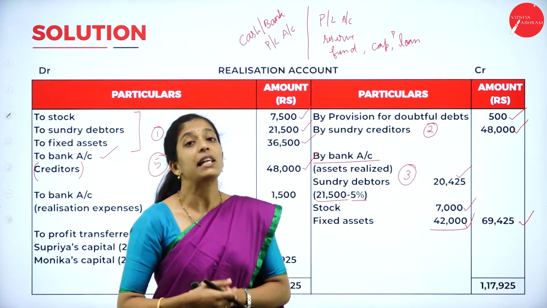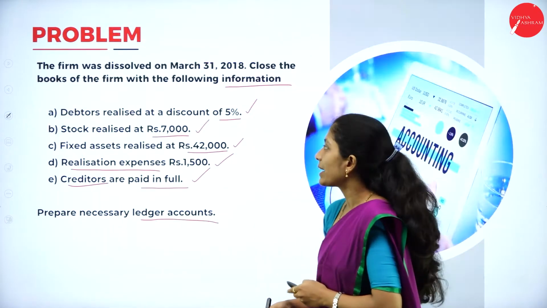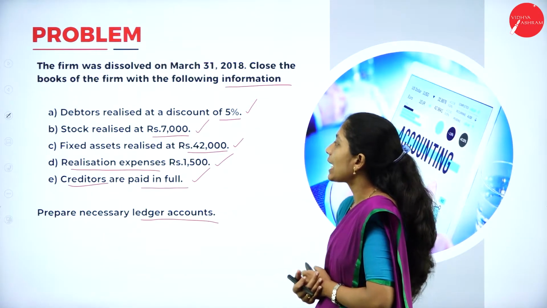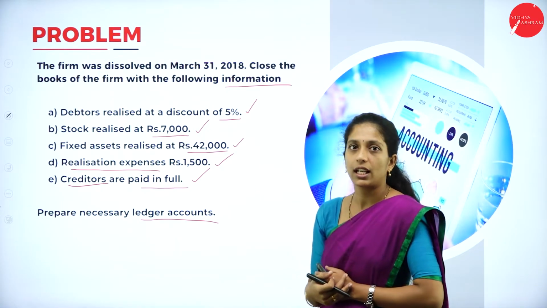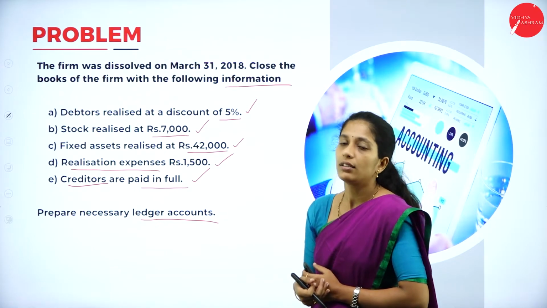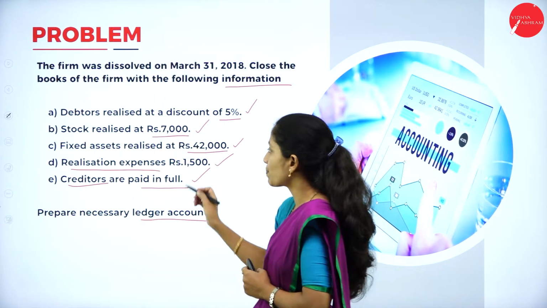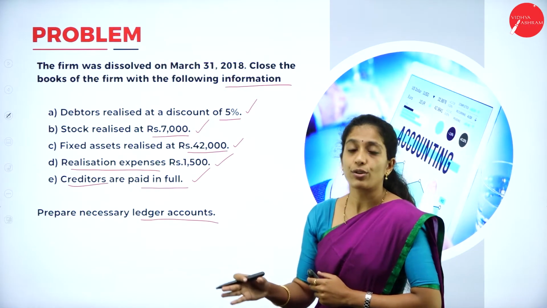Sixth one. If any assets is taken over by the partner. Now go through the adjustment here. See whether any asset is taken over by the partner. There is no other asset which is taken over by the partner. See whether the liabilities is taken over. No, there was only liability and it was paid in full. There is no liability which is taken over. So no need to record.